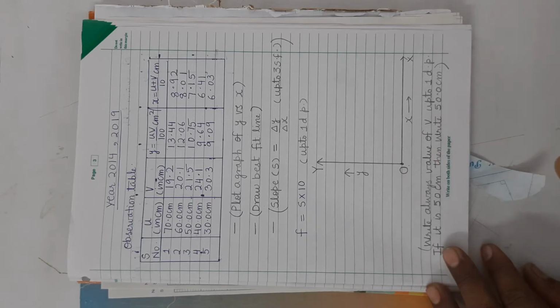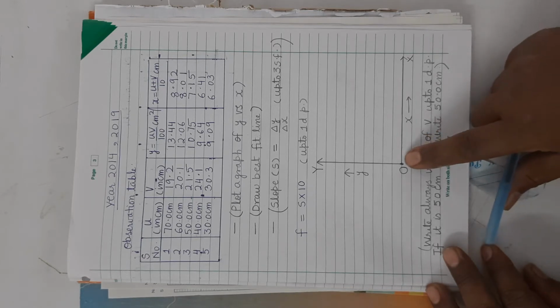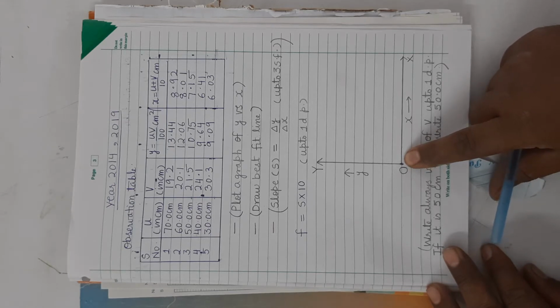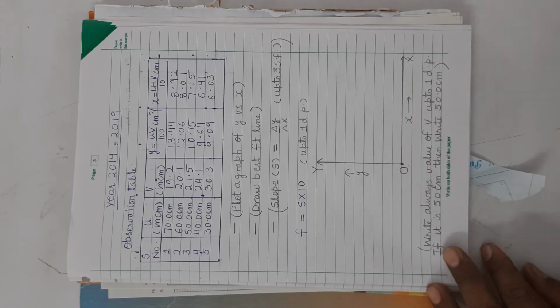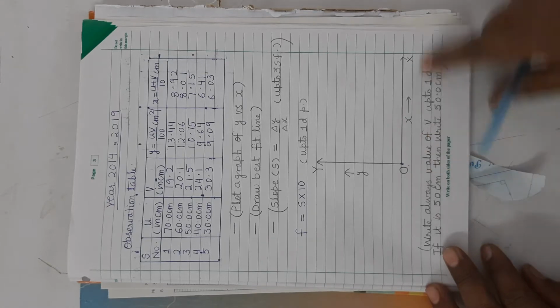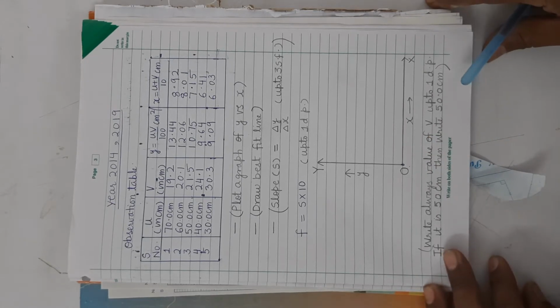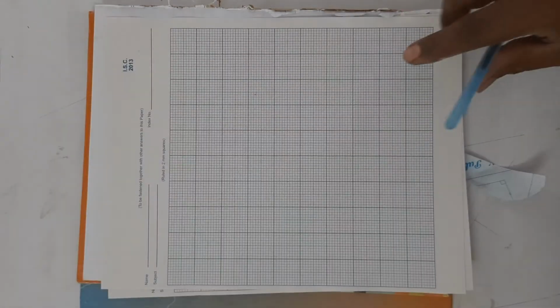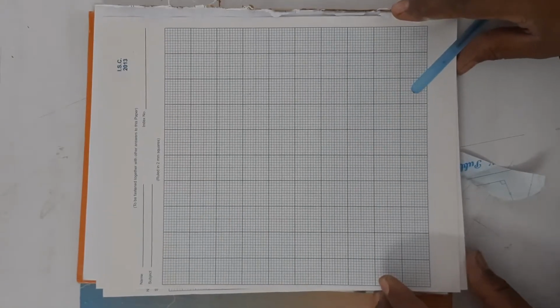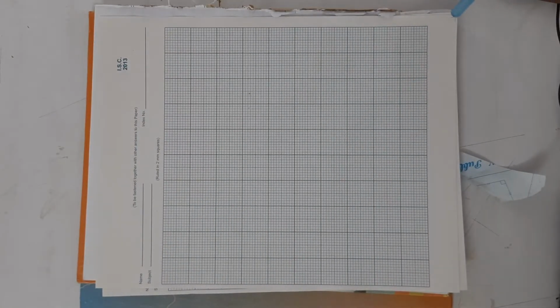If it is written like this, it's clear, then we take the origin at 0, 0. It's clear, but here intercept is not to be found, therefore we can change the origin. Now see here. First of all, this is the graph paper. This type of graph paper you will get in the examination.